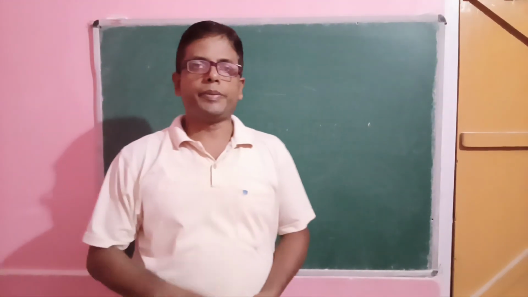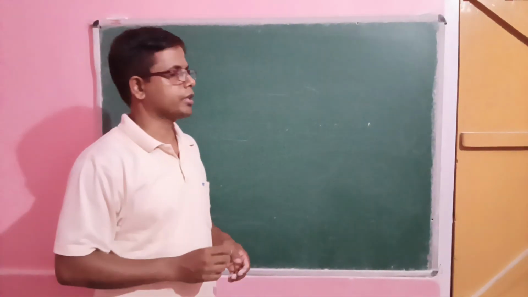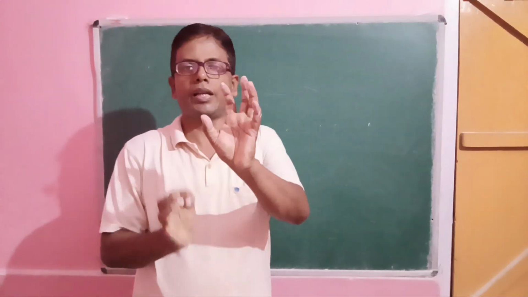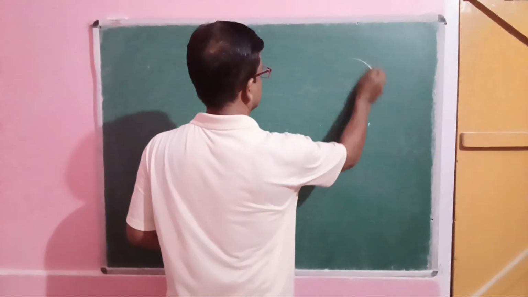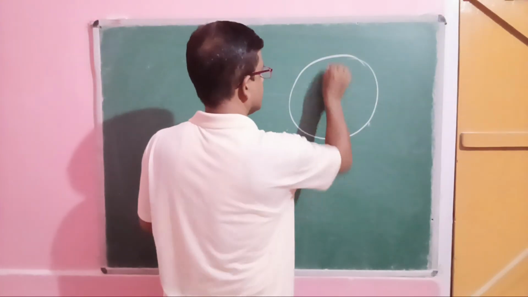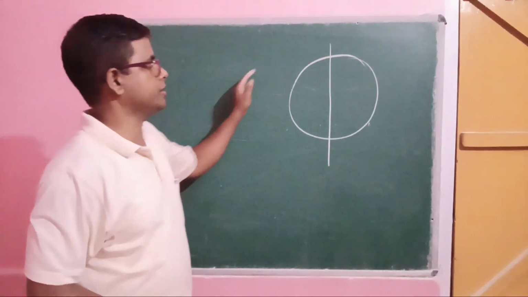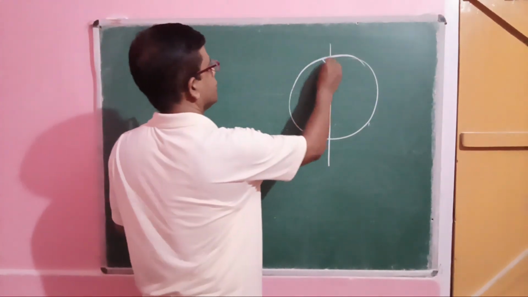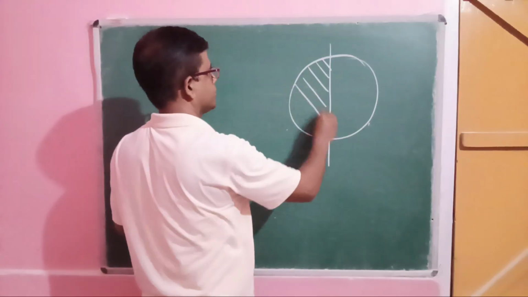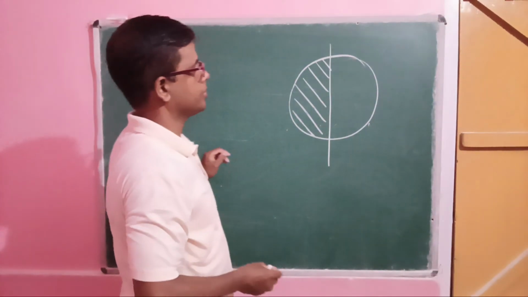So how do we visually represent a fraction? Say one complete thing is there, say one apple, and we have made it 2 parts. This is a complete ball. Say this is a ball. We have made it 2 parts. This is one part of the ball. This is another part of the ball.